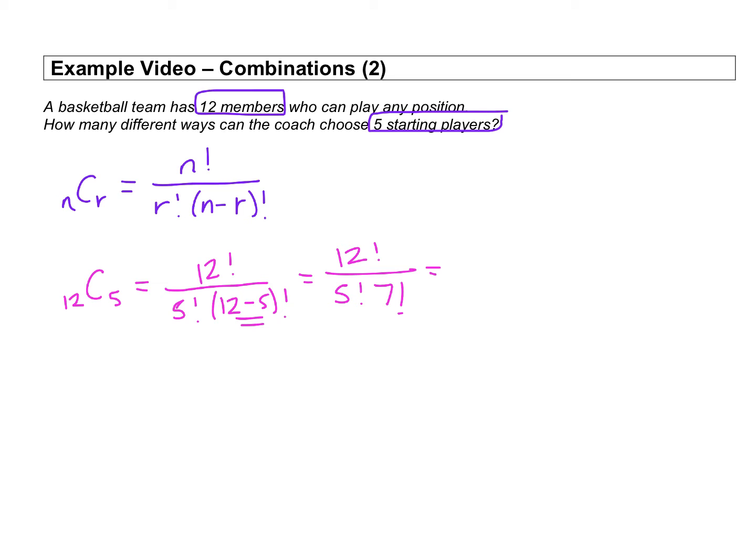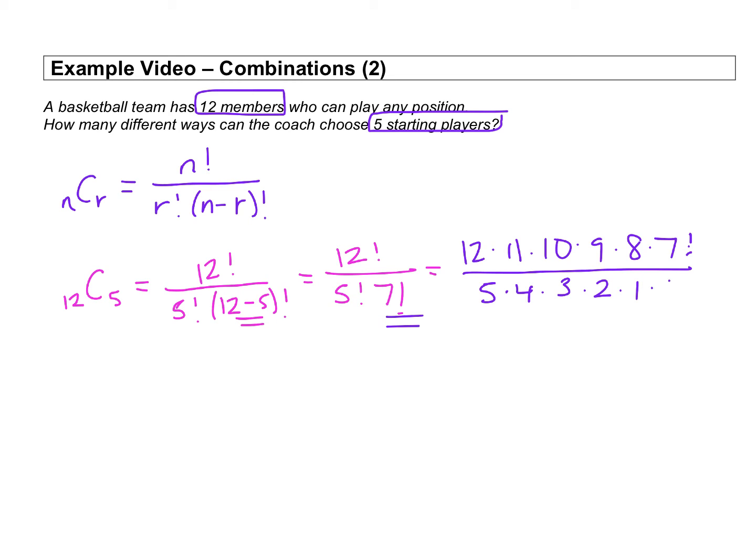Okay, let's start writing out our 12 factorial. You guys know where we're going to stop? 12 times 11 times 10 times 9 times 8 times 7 factorial. Because we have a 7 factorial in the denominator, we're just going to cancel those out. I'm going to start with 5 factorial though. 5 times 4 times 3 times 2 times 1 times 7 factorial. Your 7 factorials are canceled, and now we try to do some reducing, canceling between the denominator and numerator.